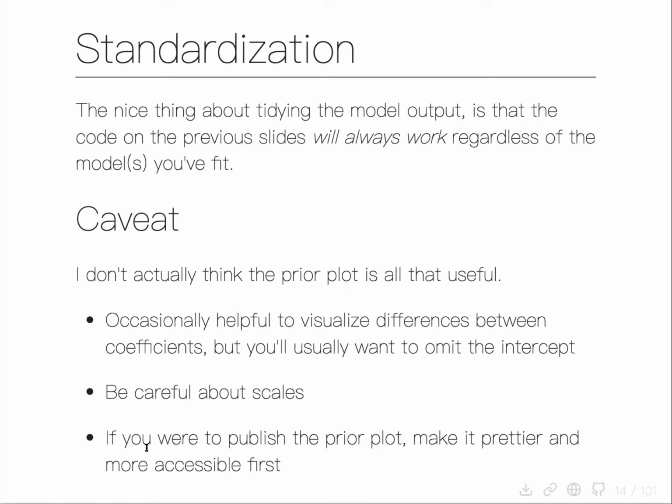Specifically, if you just have a table of coefficients, you're getting basically the same information, but visually, okay? Very often you might want to compare coefficients across models, but if you're doing that, you might have to omit the intercept because sometimes the intercept can vary wildly across models, especially if you're doing things like centering and not centering or whatever.